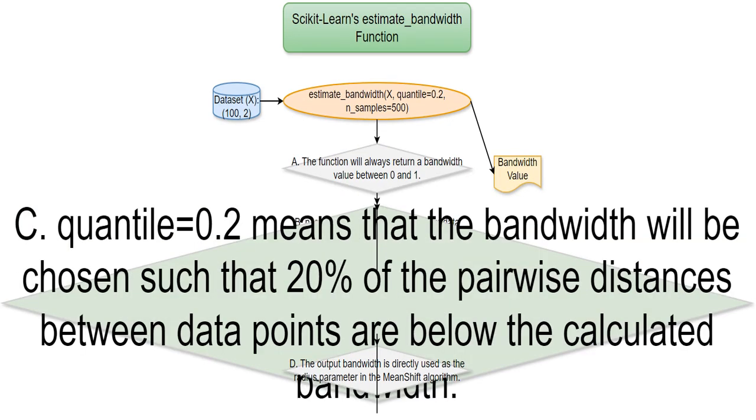This one is also true. Quantile equals 0.2 means I want a bandwidth that's bigger than 20% of the distances between data points. It's like setting a threshold. 20% of my points will be closer than this bandwidth.